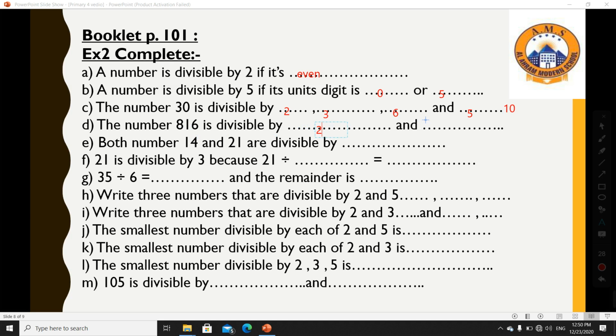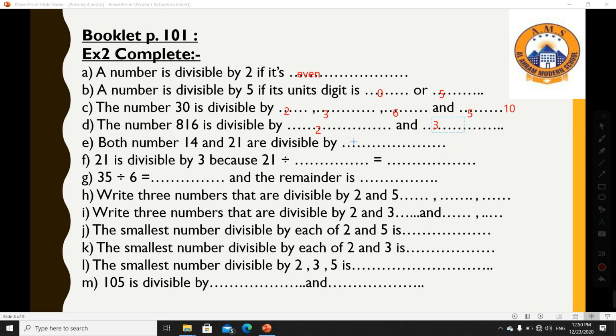And I want to check another number. So can we add the digits together? Let's start. 8 plus 1 is 9. 9 plus 6 is 15. So 15, I can find 15 in table 3. That means that this number is divisible by 3.